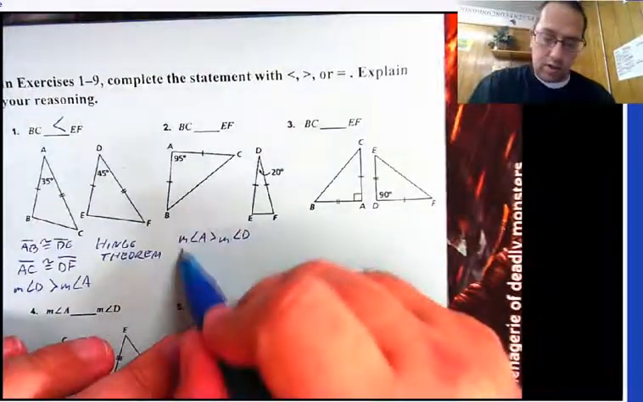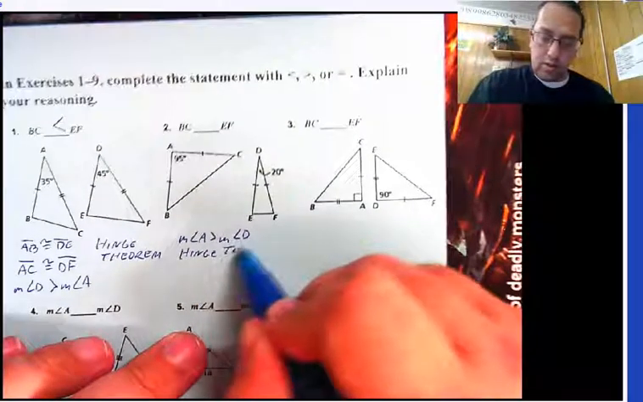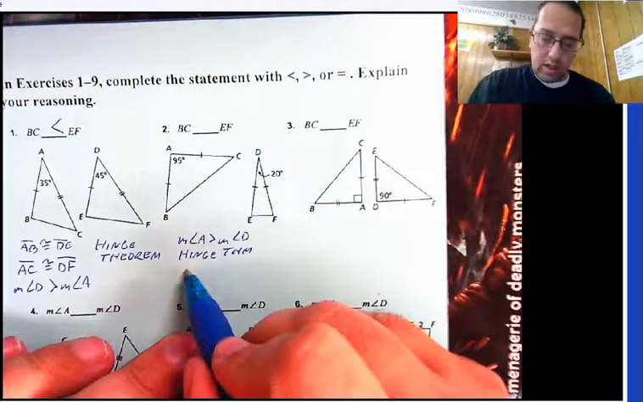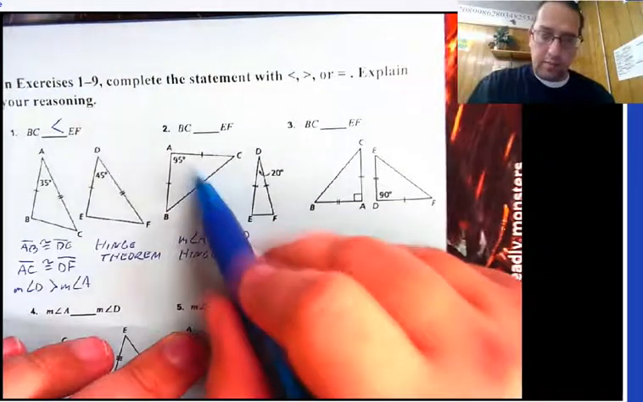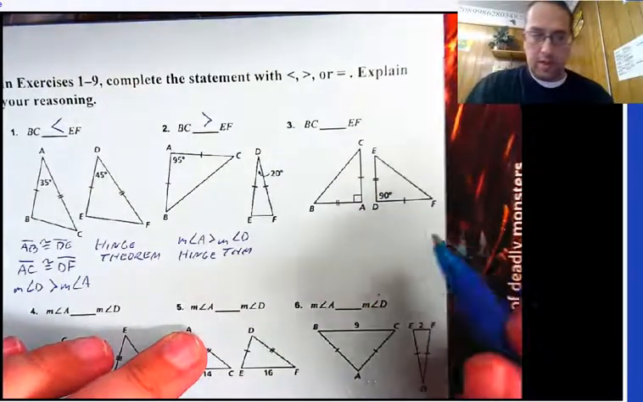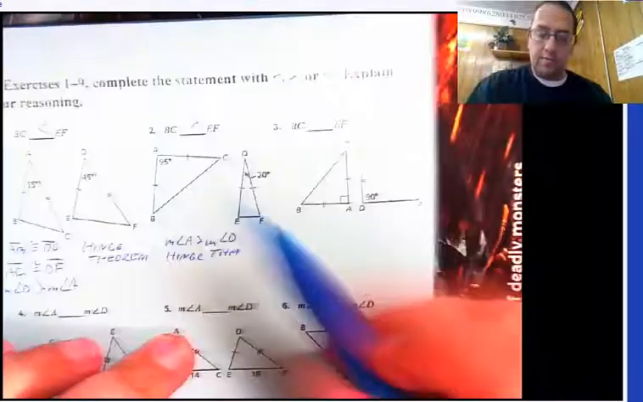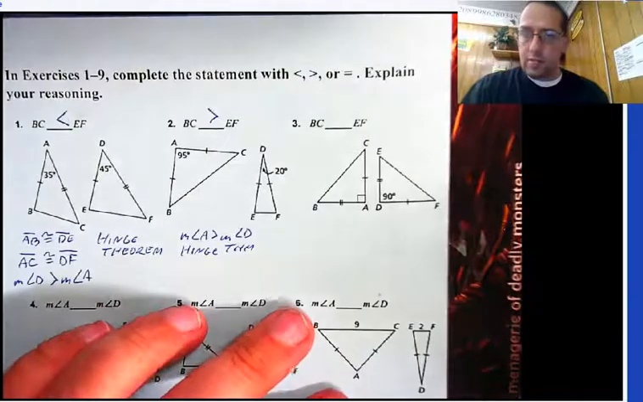And so we're going to use the Hinge theorem again. Hinge theorem. And so we know that since A is bigger than D, BC, opposite A, is going to be bigger than EF, which is opposite D. Remember, the side opposite the big angle is bigger.